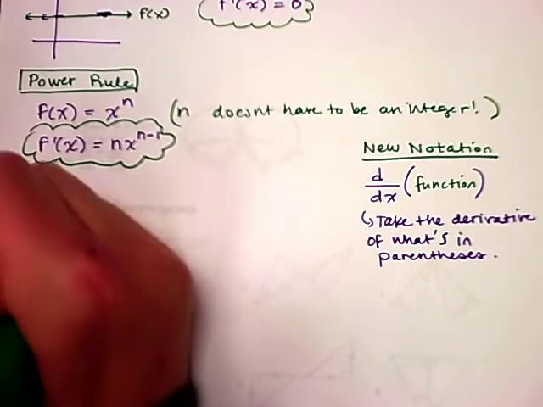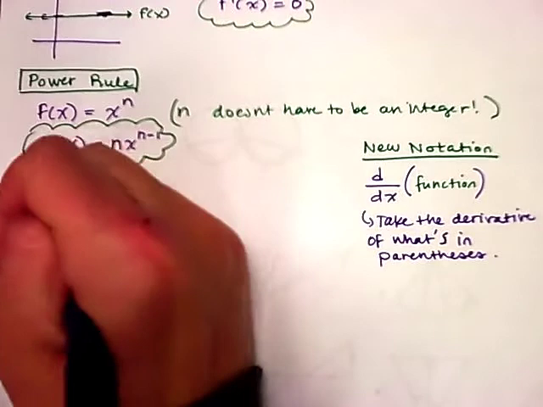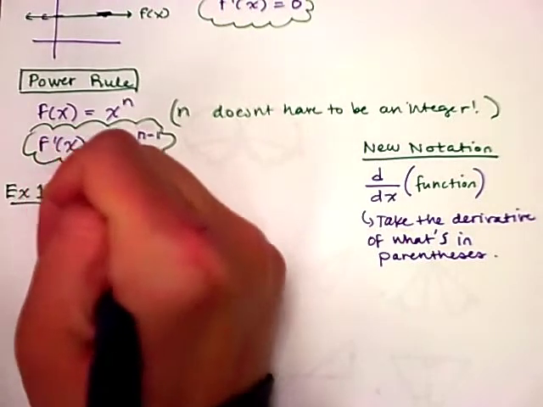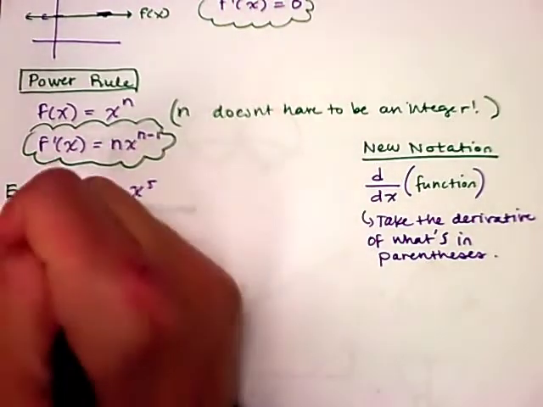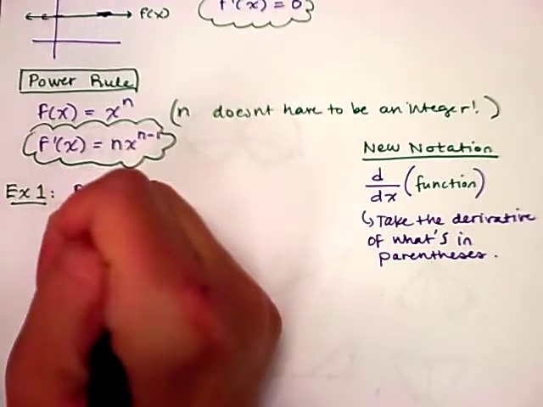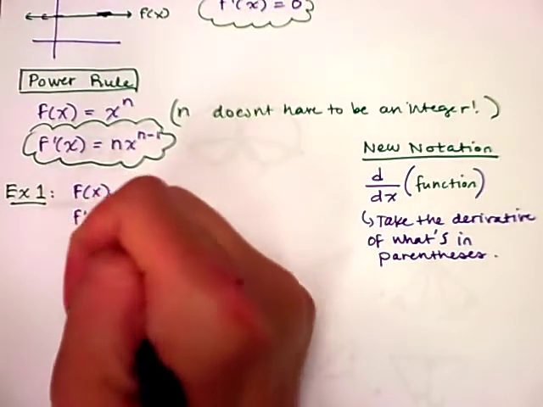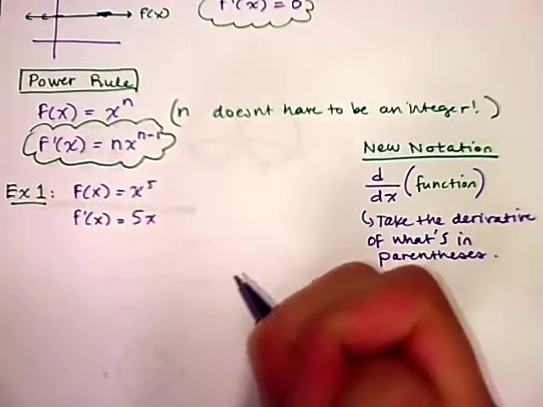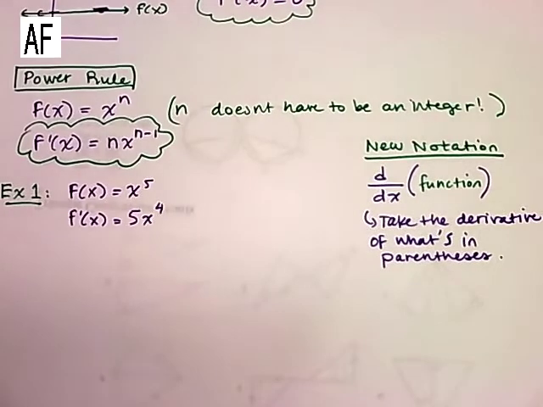So the first example. f of x is x to the fifth. If I wanted f prime of x, what would I do? Following this rule, I would move my 5 out front, write my x, and then my new exponent is 1 less than my old, so it's a 4. Okay, so the derivative of x to the fifth is 5x to the fourth.